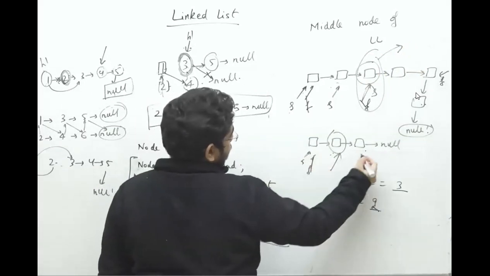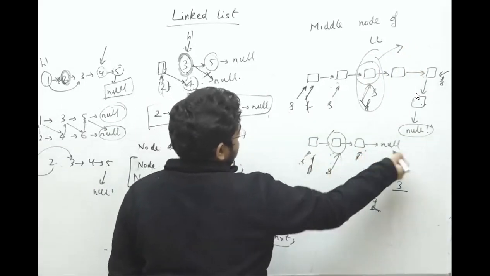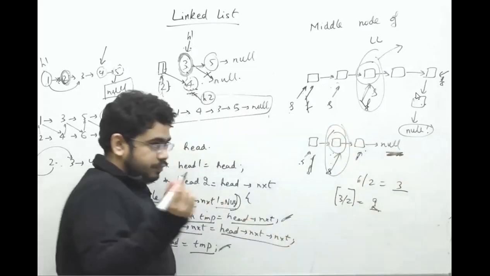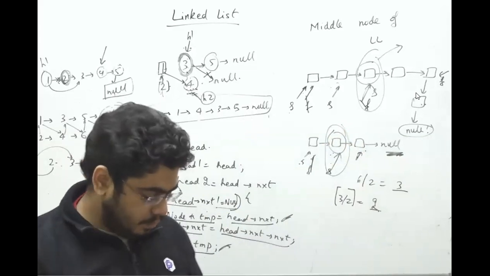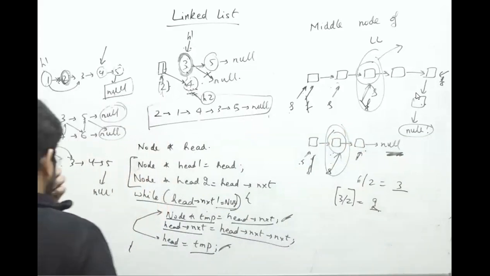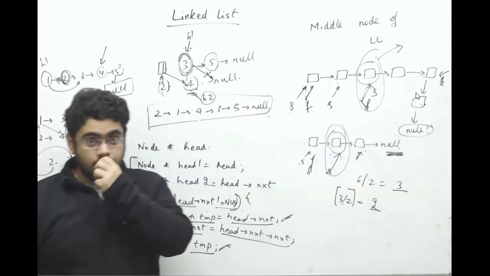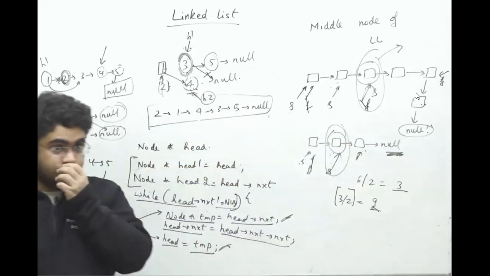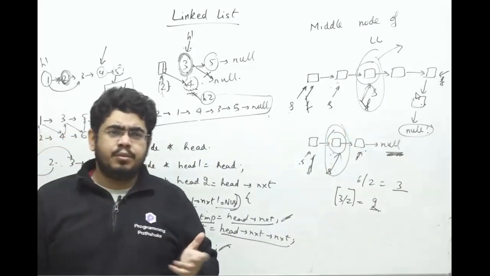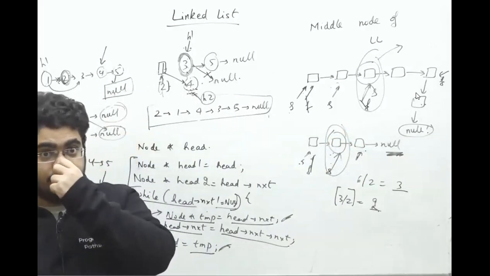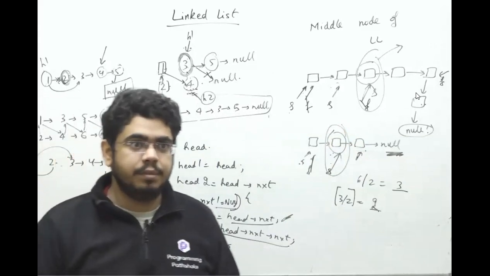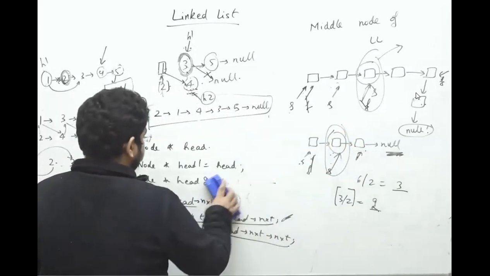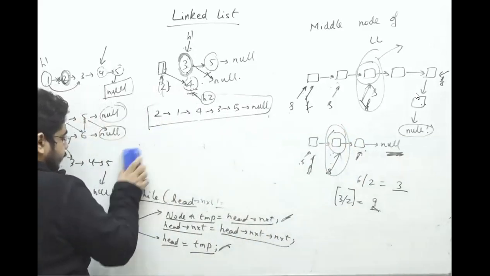Fast pointer moves 2 steps, slow moves 1 step. Fast pointer tries to move 2 steps and reaches null. Slow pointer is the answer. Okay, so that is the simple idea of finding the middle of a linked list. Is everyone clear with this idea? Yes or no? I'm not writing a code for this because it's relatively really simple. So just try it out yourself once and then let me know if it's unclear.